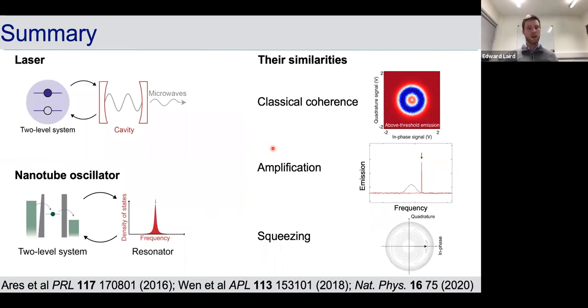To summarize, what I hope I have convinced you is that there is an analogy between a laser and a mechanical resonator coupled to a single electron transistor, and to show three particular similarities, which are classical coherence, amplification demonstrated by injection locking, and mechanical squeezing as well.